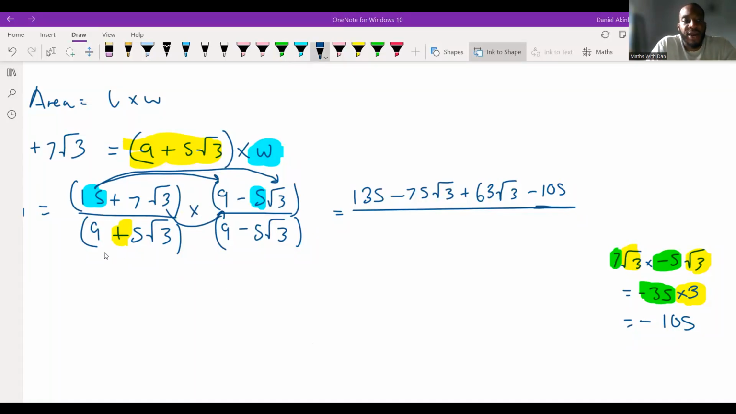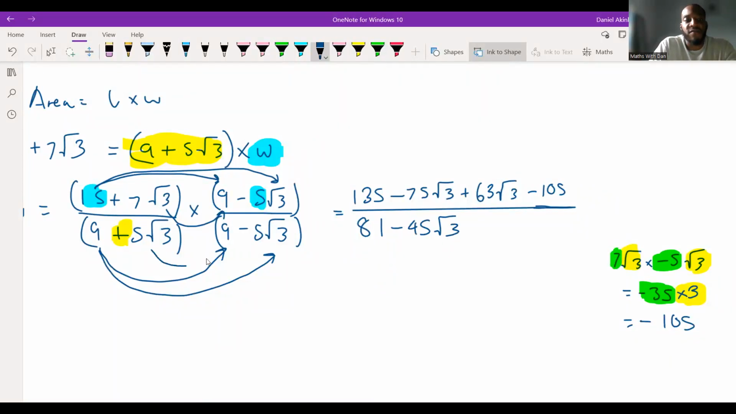Now, the bottom, right? We've got 9 plus 5 root 3 and then 9 minus 5 root 3. Let's do this one now. We've got 9 times 9 is 81. Then we've got 9 multiplied by minus 5 root 3. Remember what you do when you multiply? You just do the number part. So 9 and the minus 5, times them together, that will give me minus 45. And then we just put the root 3 there.